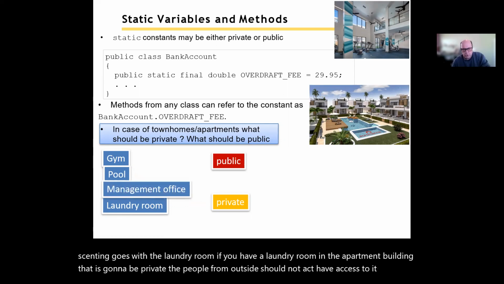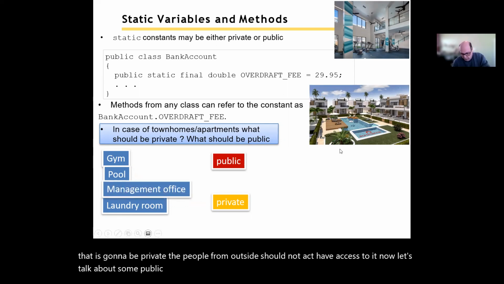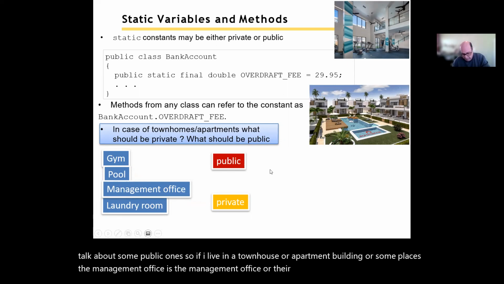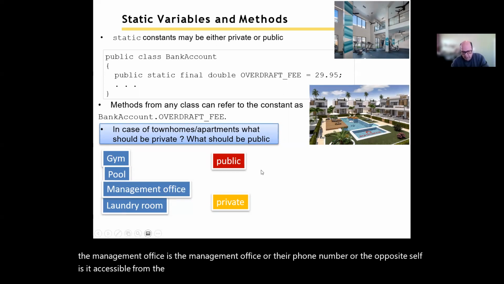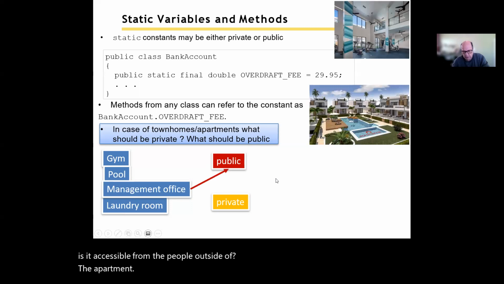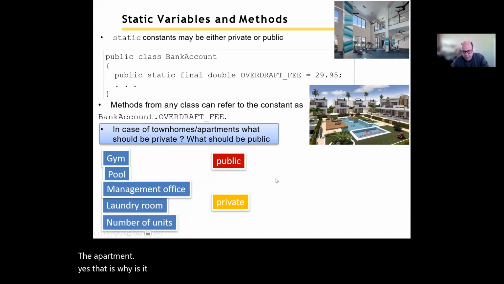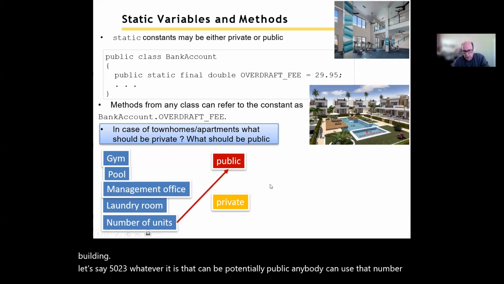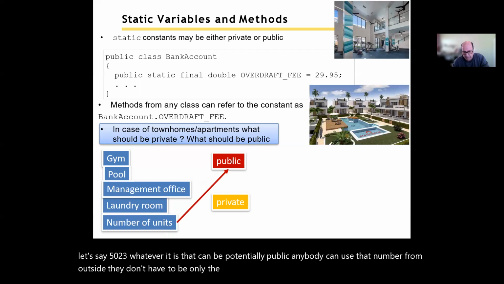Now, let's talk about some public rooms. If I live in a townhouse or apartment building, the management office, or their phone number, or the office itself, is it accessible to the people outside of the apartment? Yes, that is why it is public. The number of units. If I set the number of units for this building, let's say it's 50, 23, whatever it is, that can be potentially public. Anybody can use that number from outside. They don't have to be only the tenants that can access that apartment number.